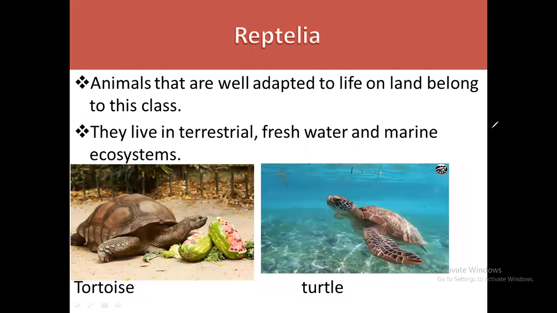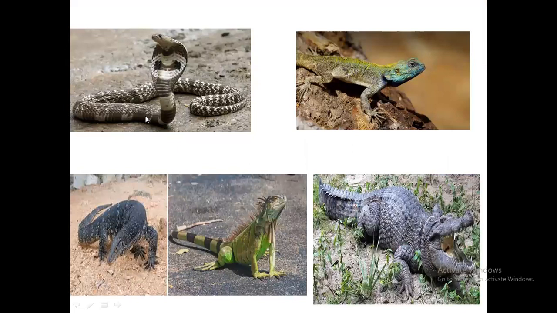We will write the features of them. What are the features? They have a dry skin. Even when we look at the cobra, snakes, they have a dry skin, right? They have a dry skin with scales also.